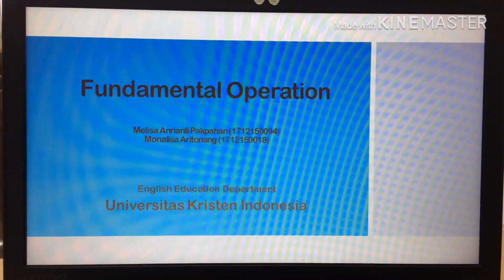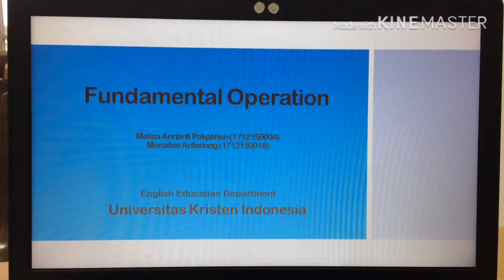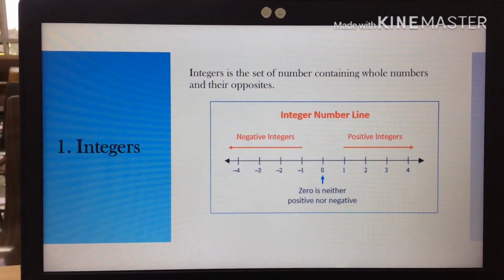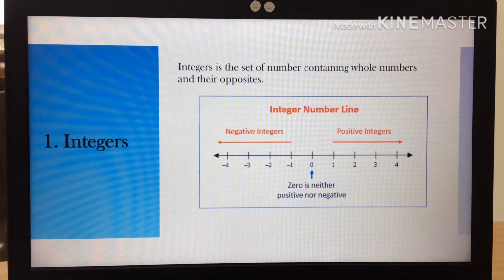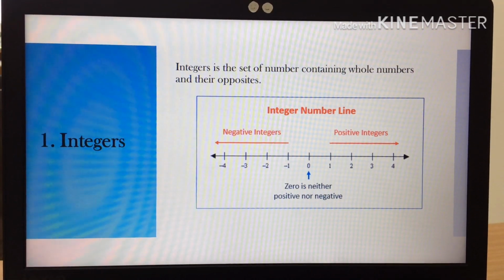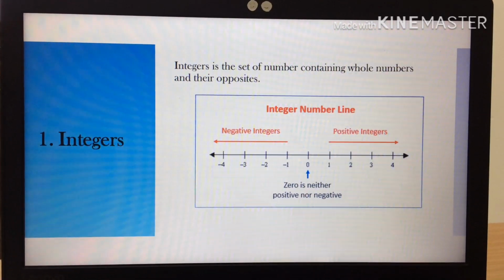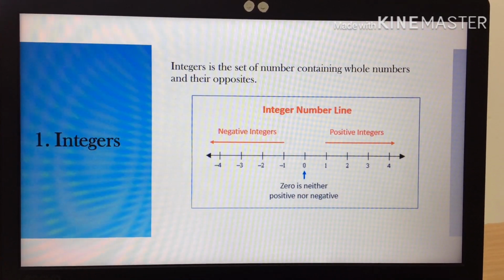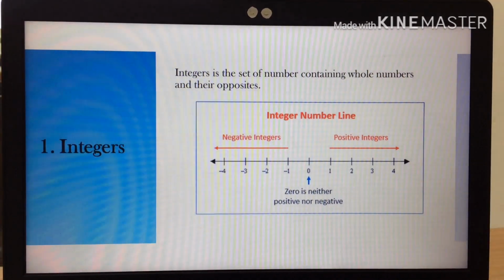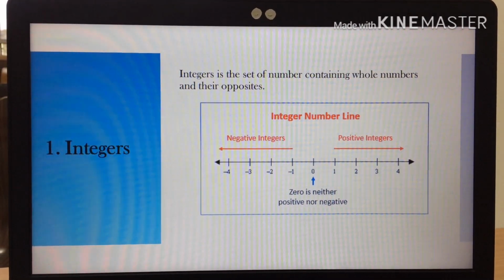And now we want to tell you about fundamental operation. Okay, there are some types of fundamental operation. The first is integers. Integers is the set of numbers containing whole numbers and their opposites.